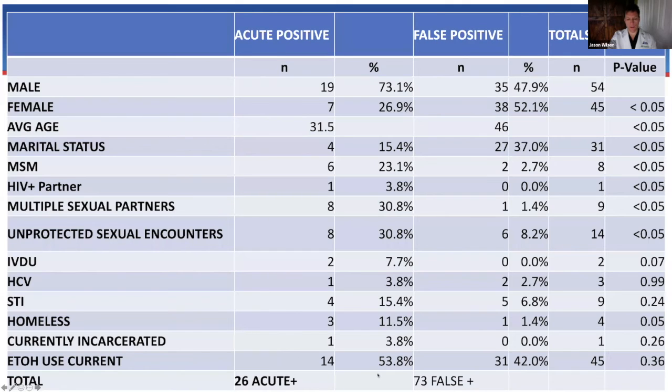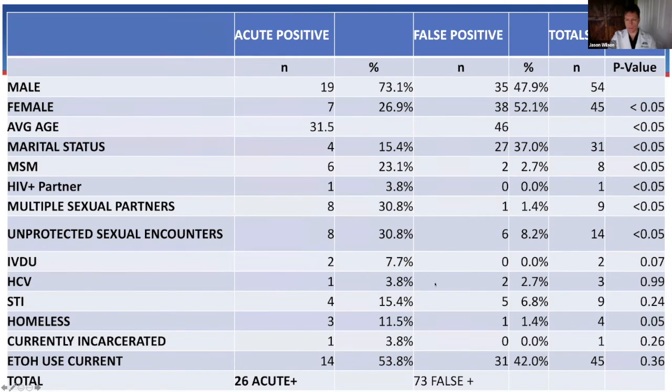So looking at some clinical characteristics of these patients, we'll see that statistically, more of them were male, they were younger, they were less likely to be married, they were more likely to be men who had sex with men. One of the ones who were acute positives had an HIV positive partner. They were more likely to have multiple sexual partners, unprotected sexual encounters, not statistically significant because of small sample size, but 2 of the patients in the acutely seroconverting group were IV drug users. None of the ones in the false positive group were IV drug users.